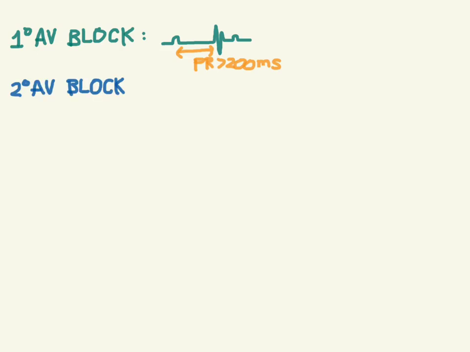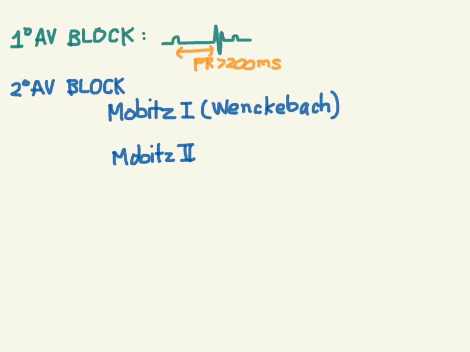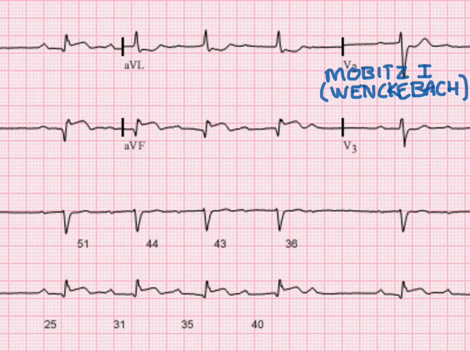Now, there are also second degree AV blocks, but there's actually two types. And these are named after Waldemar Mobitz. And so there's Mobitz 1 and Mobitz 2, but there are other names for these as well. Type 1 is called a Wenckebach, and type 2 is called a Hay, and those are named after two other people. So let's look at the Mobitz type 1 first, the Wenckebach.